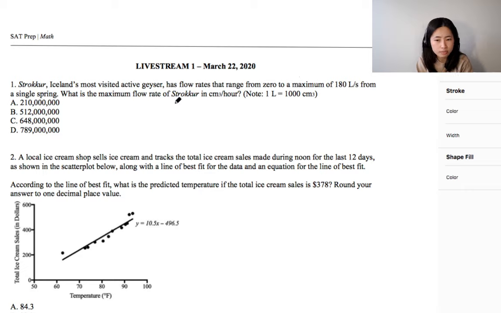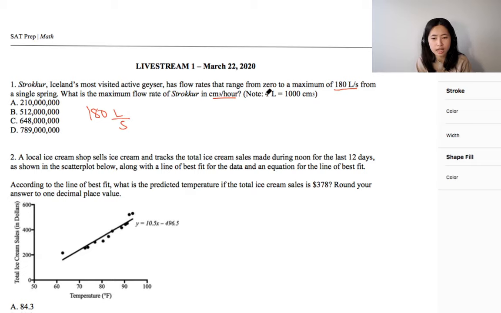So first, this is a dimensional analysis question, or unit analysis. Therefore, you need to convert liters per second into centimeter cube per hour, right? So in that case, I tell my students that you need to start off with your given. They're telling you that you have 180 liters per second, right? So this is your flow rate, and then this is going to be over second.